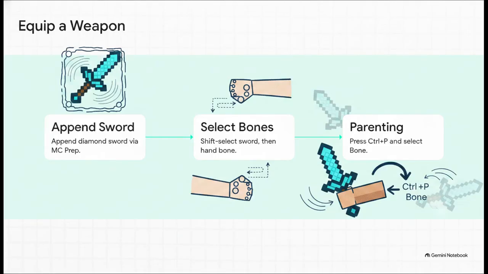Now, what's a Minecraft hero without a weapon, right? To equip something like a diamond sword, use your MC Prep add-on to append it into the scene. Place it right by the hand, then shift-select the sword first, followed by the specific bone in the character's hand. Press Ctrl plus P and select Bone. This creates what's called a parent-child relationship. From now on, wherever that hand moves, twists, or swings, the sword is going to seamlessly follow along.